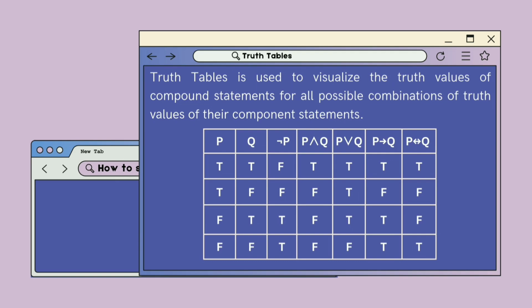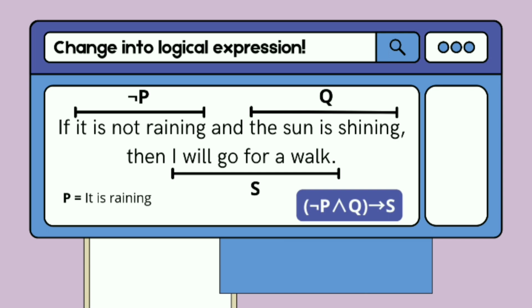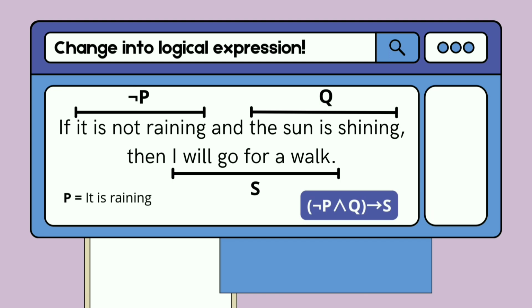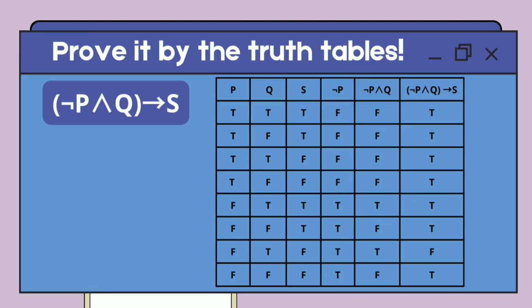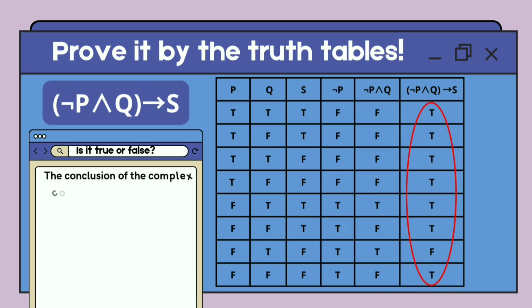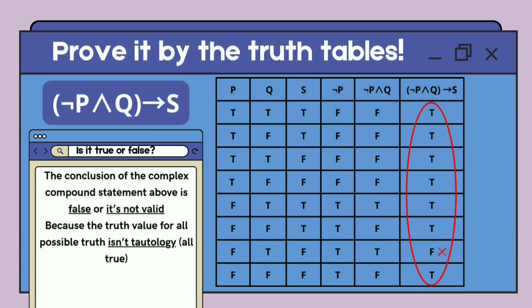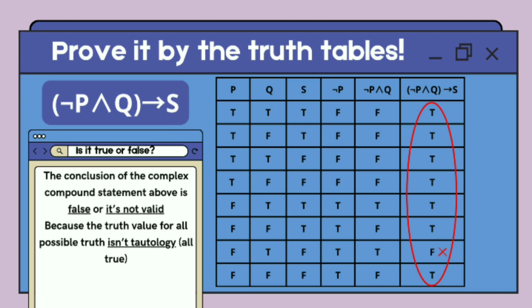P represents it is raining. So it is not raining is represented by the negation of P. Q represents the sun is shining. S represents I will go for a walk. And then let's check the truth value by the truth tables. From the truth tables, we know that the complex compound statement above is false, or it's not valid, because the truth value for all possible cases is not a tautology, or all true.